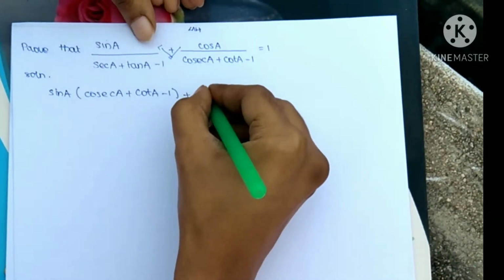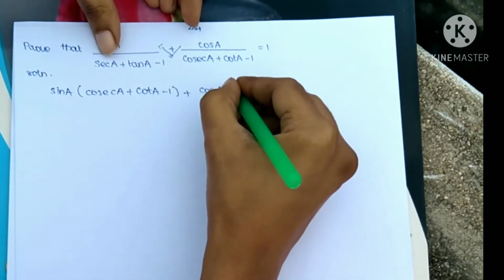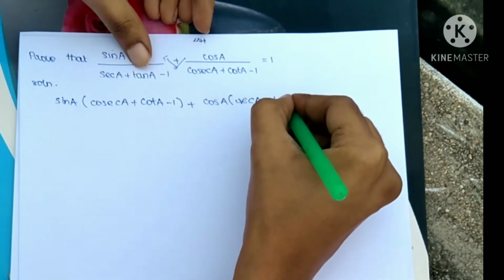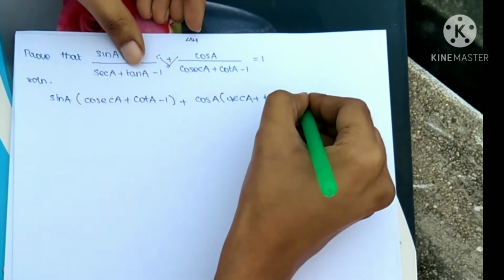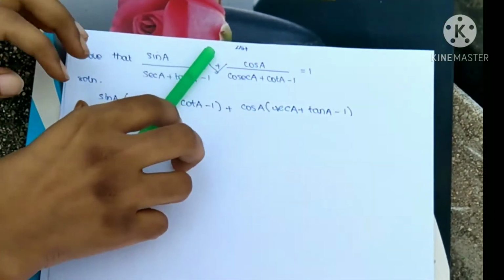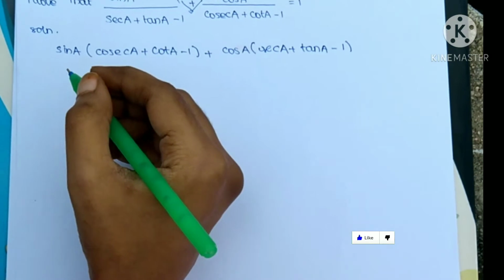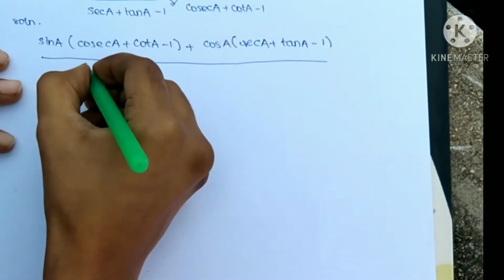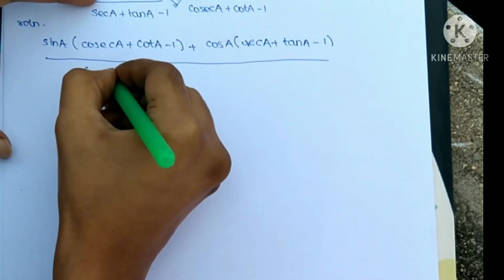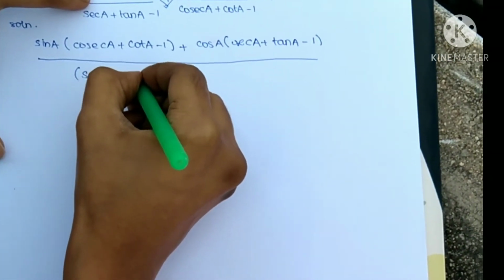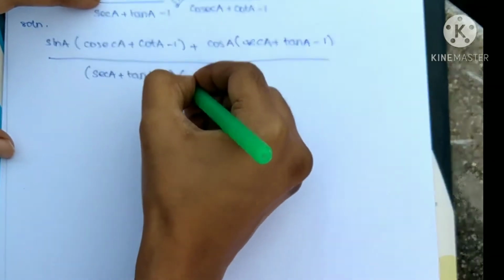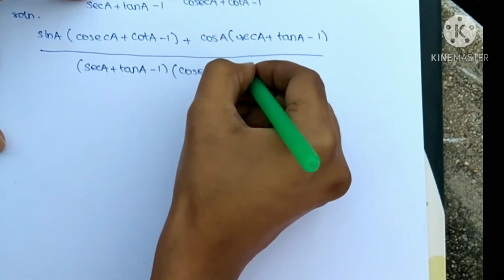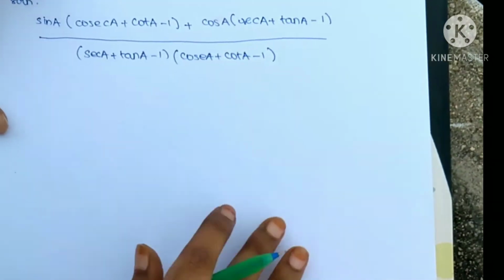Now plus cos A into this denominator, secant A plus tan A minus 1, divided by secant A plus tan A minus 1 into cosecant A plus cot A minus 1.